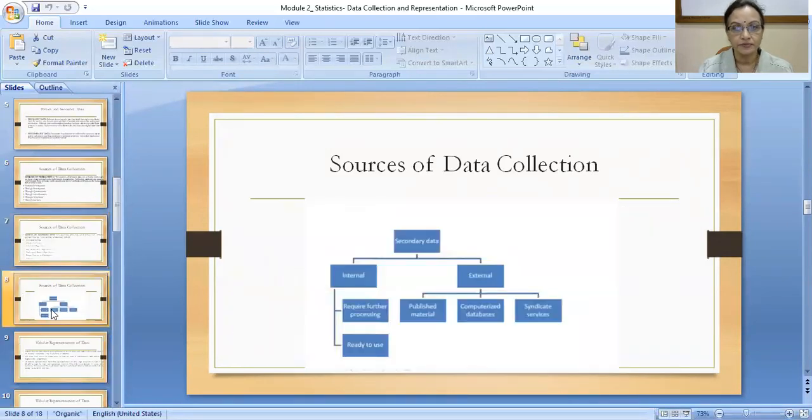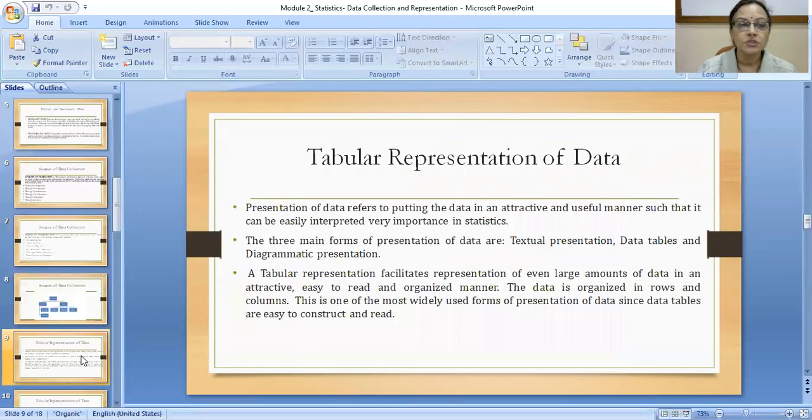This is the classification of data collection. So secondary data is divided into internal and external. In case of internal, it requires further processing or is ready to use, and external data is classified as published material, computerized databases, or syndicate sources. So, tabular representation of data.